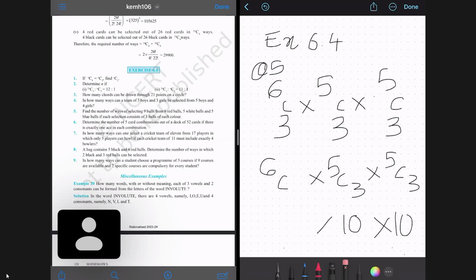2000. So there are 2000 unique ways of selecting 9 balls from 6 red balls, 5 white balls, and 5 blue balls, wherein each color ball has 3 representations in the final selection, right? So there are 2000 ways you can do that, right?